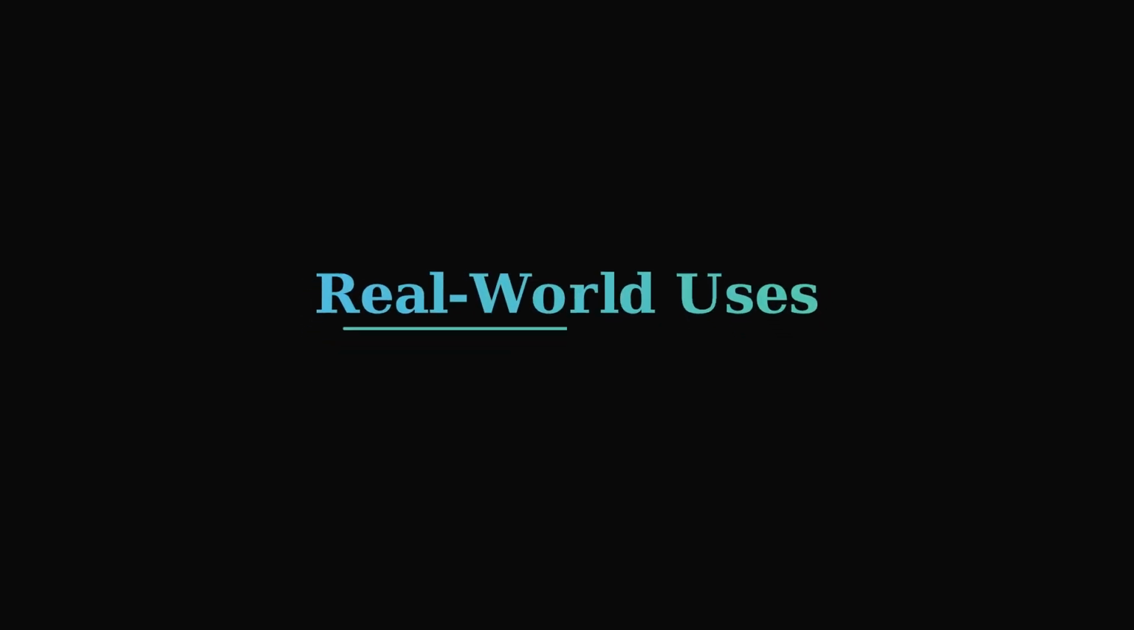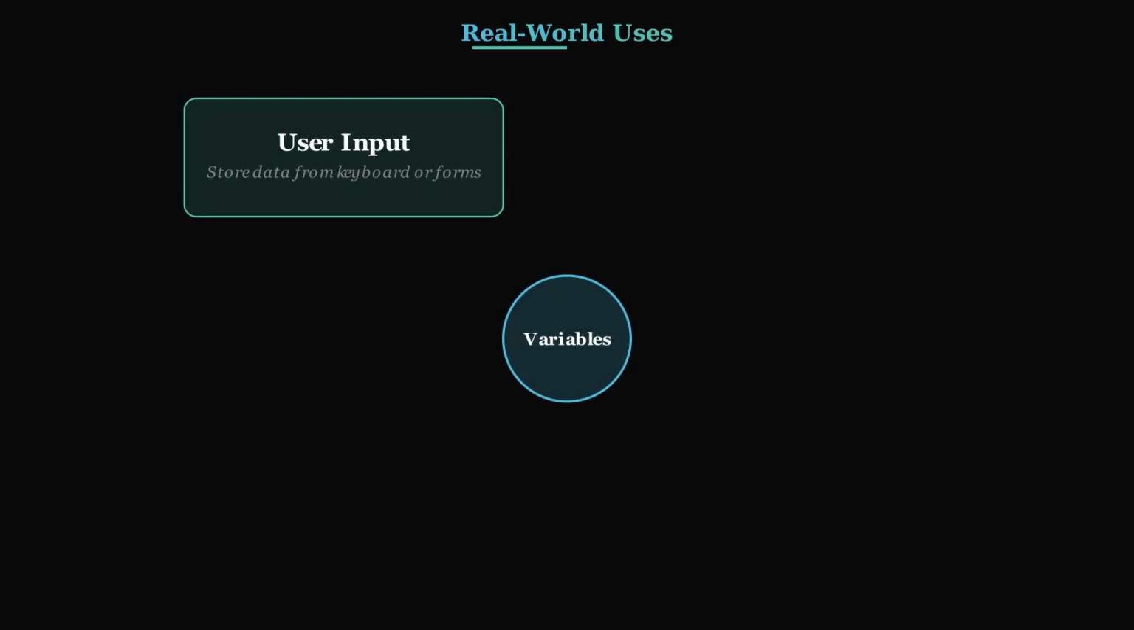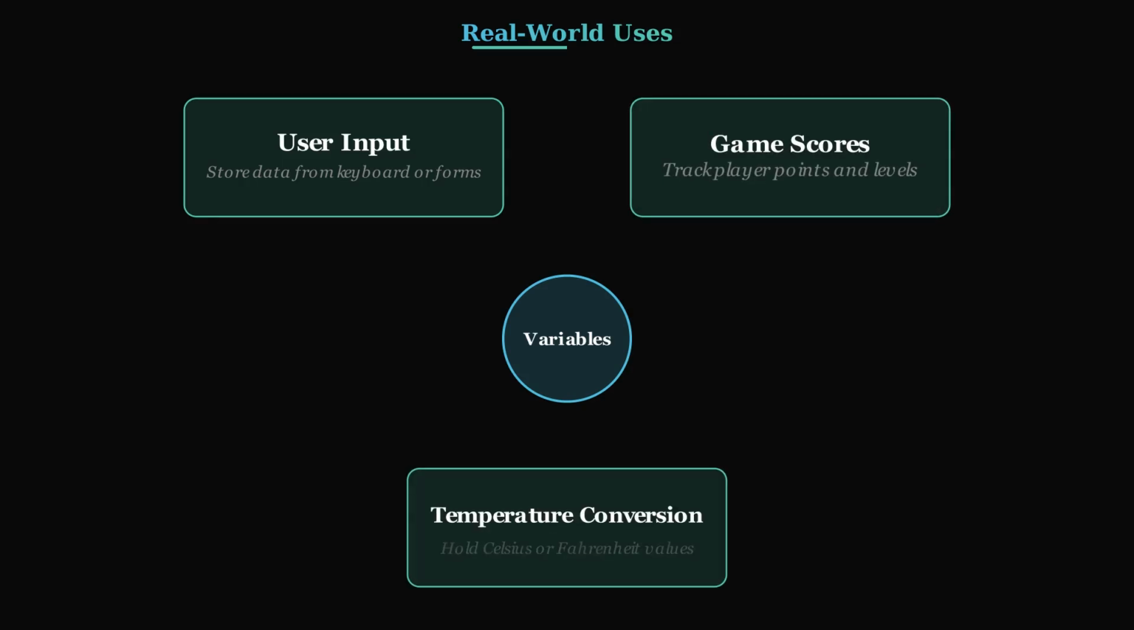How are variables used in the real world? User input. Store data from keyboard or forms, game scores. Track player points and levels, temperature conversion. Hold Celsius or Fahrenheit values. Variables power all these applications. Let's see the problem it solves.